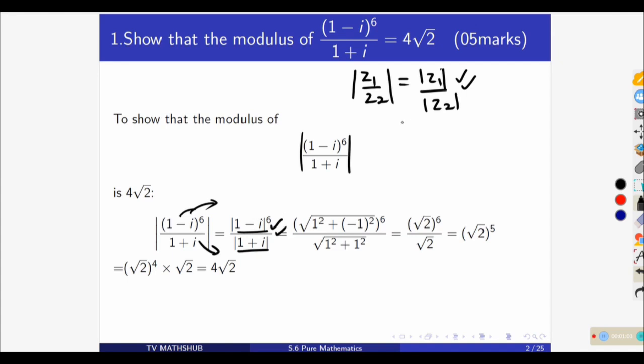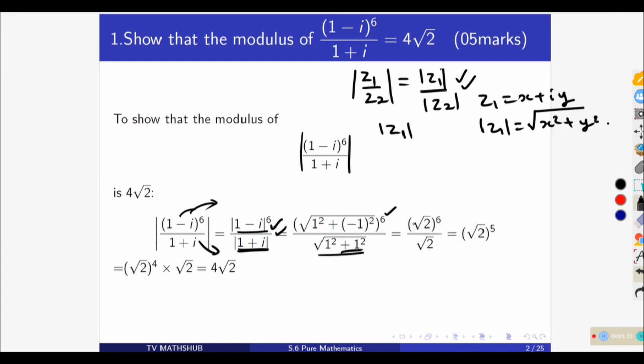So the modulus of a complex number, if z1 is your complex number x plus iy, then the modulus of z1 is the same as the square root of x squared plus y squared. So we shall be taking the modulus of 1 minus i, and it will be the same as the square root of 1 squared plus the imaginary part here, which is negative 1, squared, and the whole of this is to the power of 6, then divided by the modulus of 1 plus i, which is the same as that.